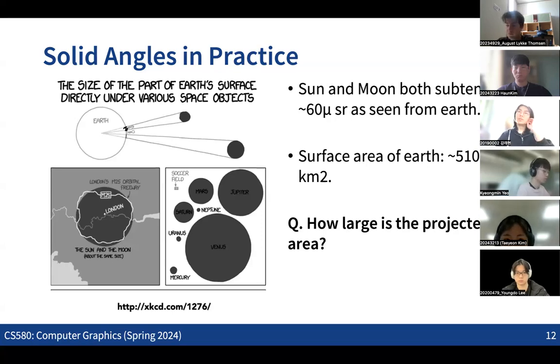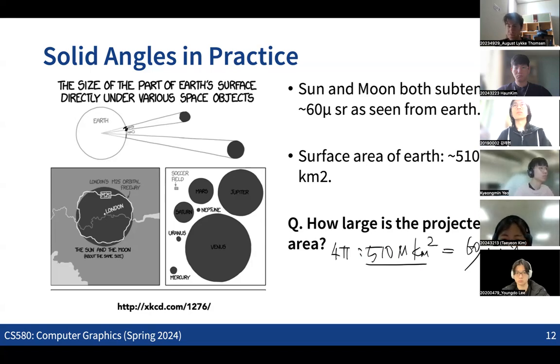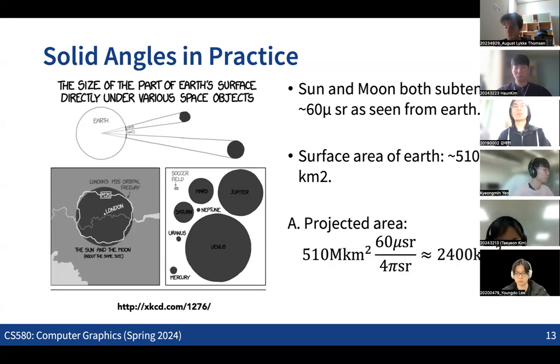So in this case, 4 pi steradian will correspond to the 510 million square kilometers, which should be the same as the area for the 60 micro steradian. If we calculate these things, what we get is a region that is 4 times bigger than Seoul or Daejeon. So quite a big region, right? So we can do this kind of calculation.